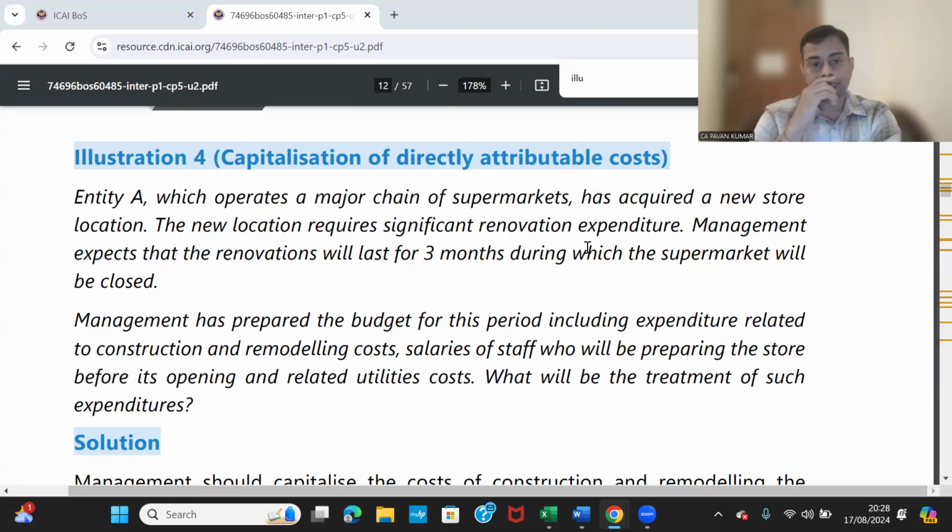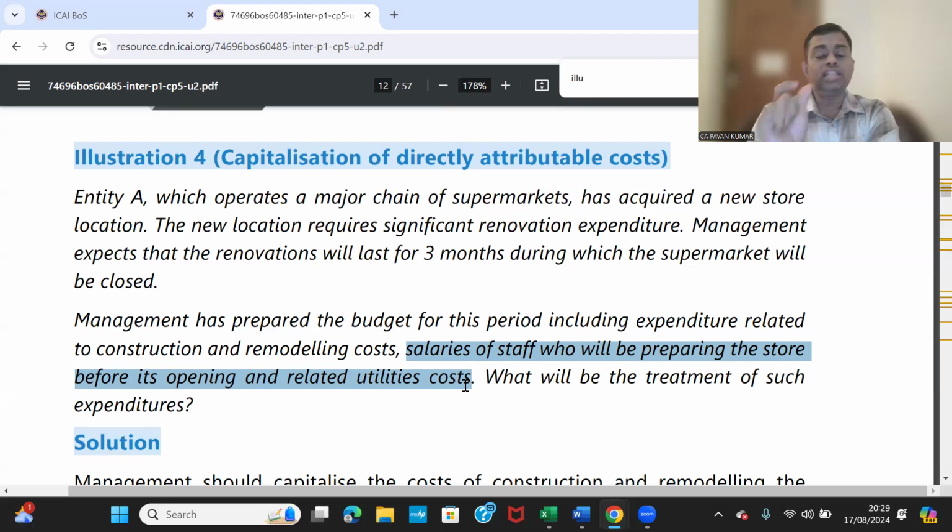Already I told you the answer for this. Management has prepared a budget for this period, including expenditure related to construction and remodeling cost. Pavan sir, expenditure related to construction and remodeling cost can be capitalized. You have to capitalize it. Staff salaries who will be preparing the store before opening and related utilities. Now you are paying staff salaries. Are they involved in remodeling? If they are working on this remodeling, then you can include them.